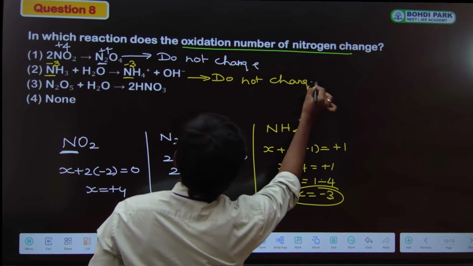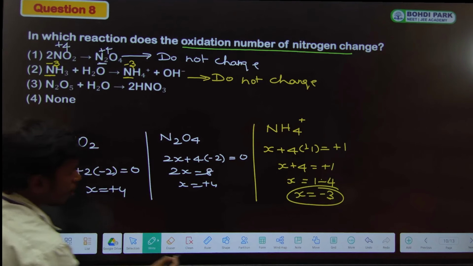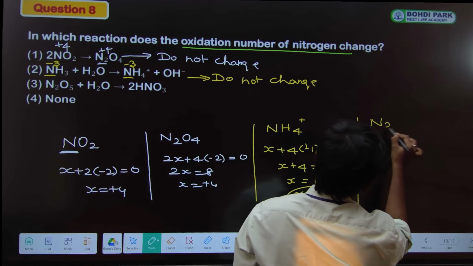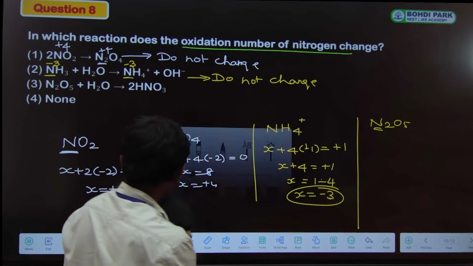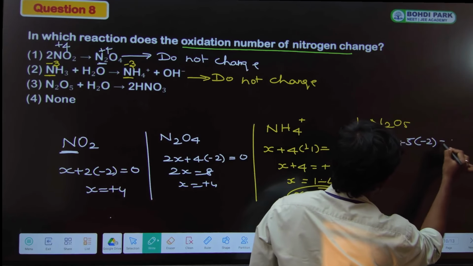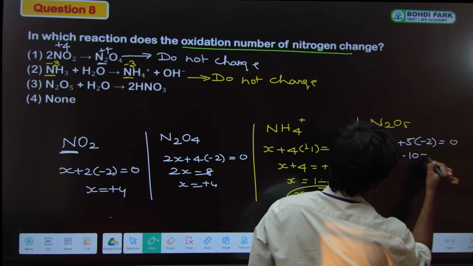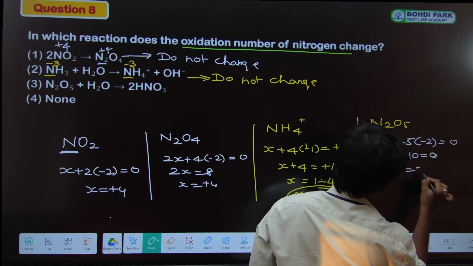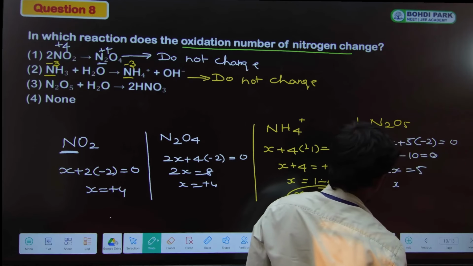And at last N2O5. For nitrogen, 2x plus 5 into minus 2 is equal to 0. Then 2x minus 10 is equal to 0. Then 2x is equal to 5. x is 10 divided by 2.